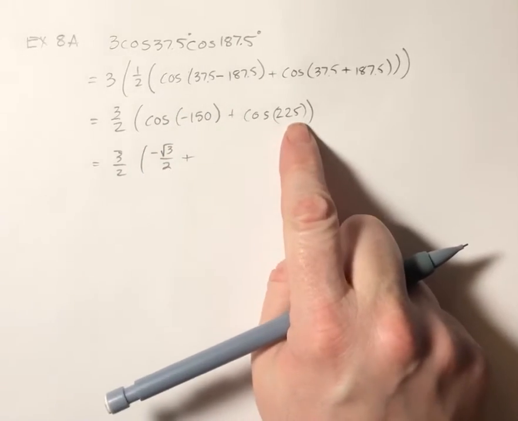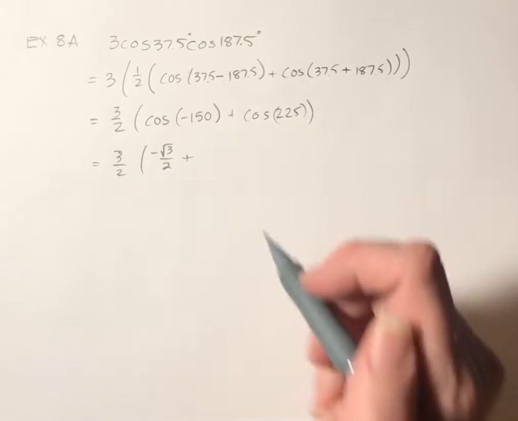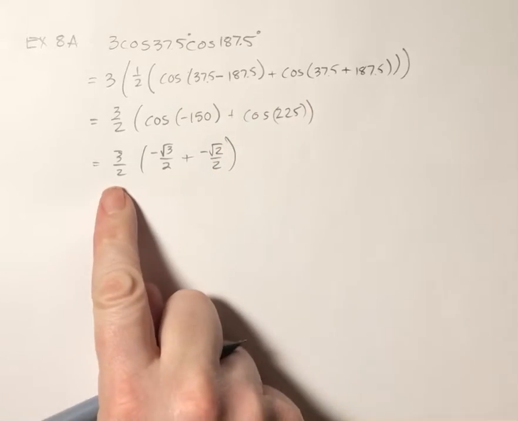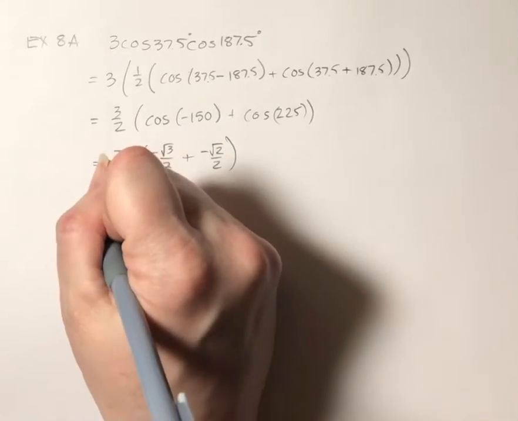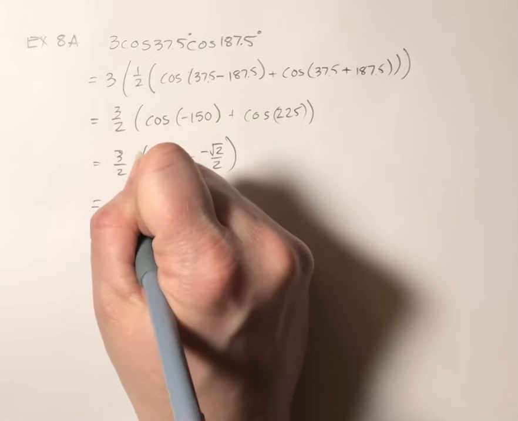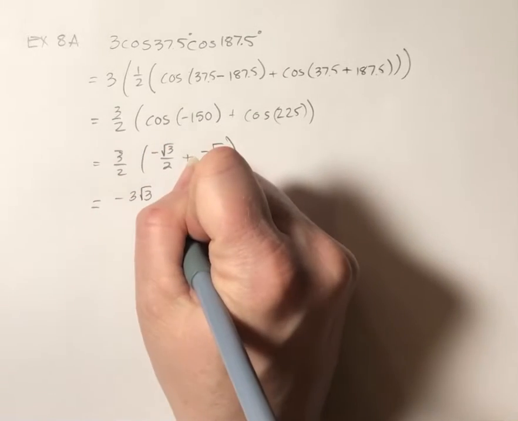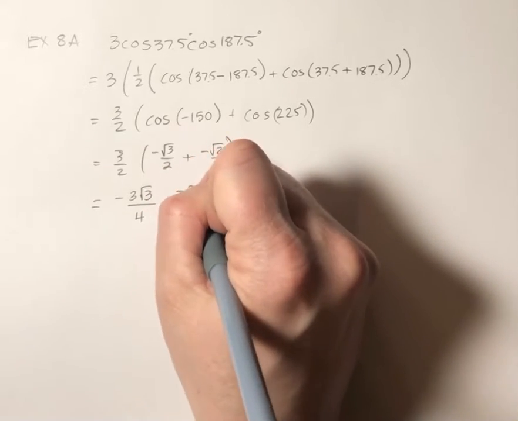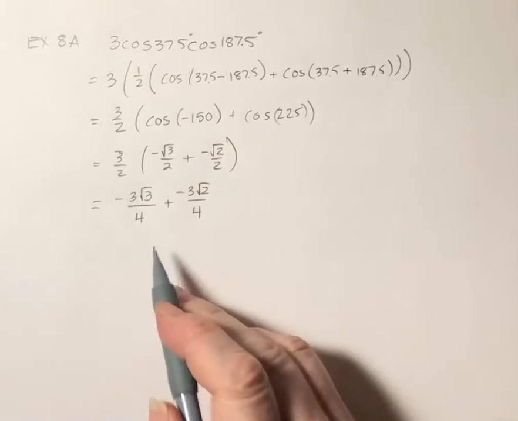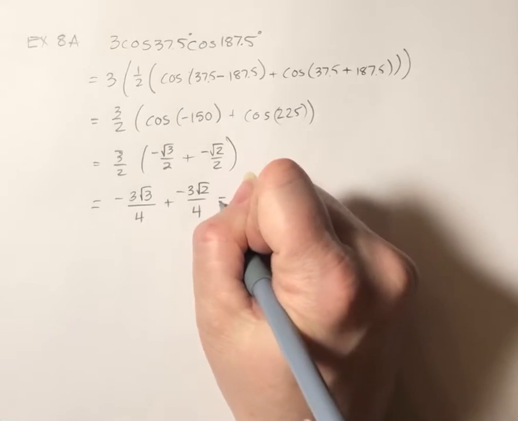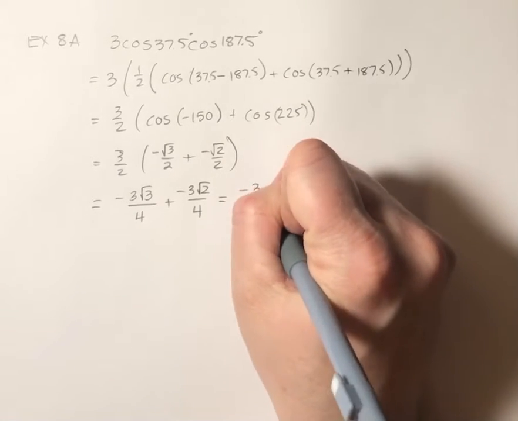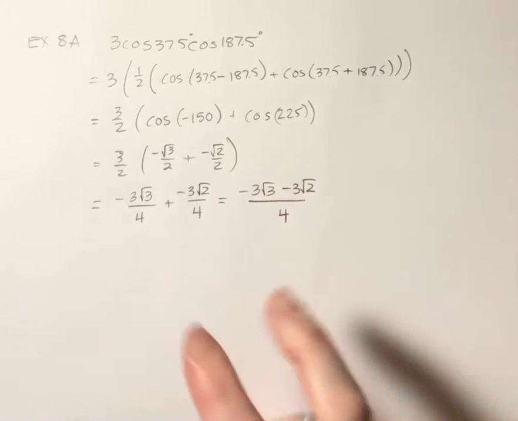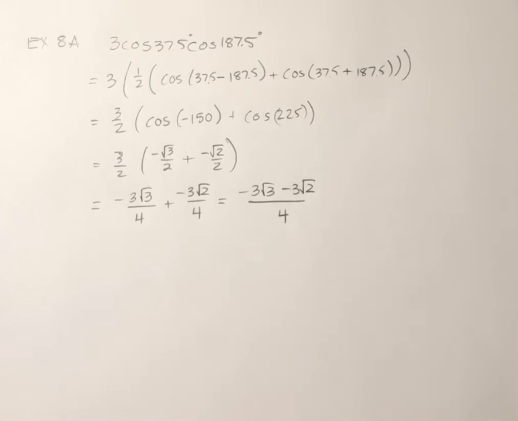And then cosine of 225, that also puts us in quadrant 3. And so it's a negative square root of 2 over 2. And then I have to distribute that 3 halves. So I get a negative 3 square root of 3 over 4 plus a negative 3 square root of 2 over 4. And in the back of the book, it's probably a negative 3 square roots of 3 minus 3 square roots of 2 over 4. But of course, that's entirely acceptable.